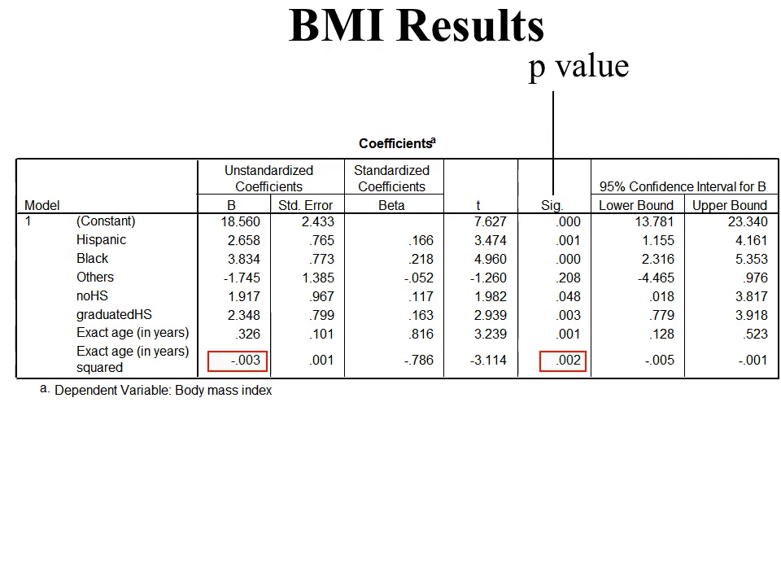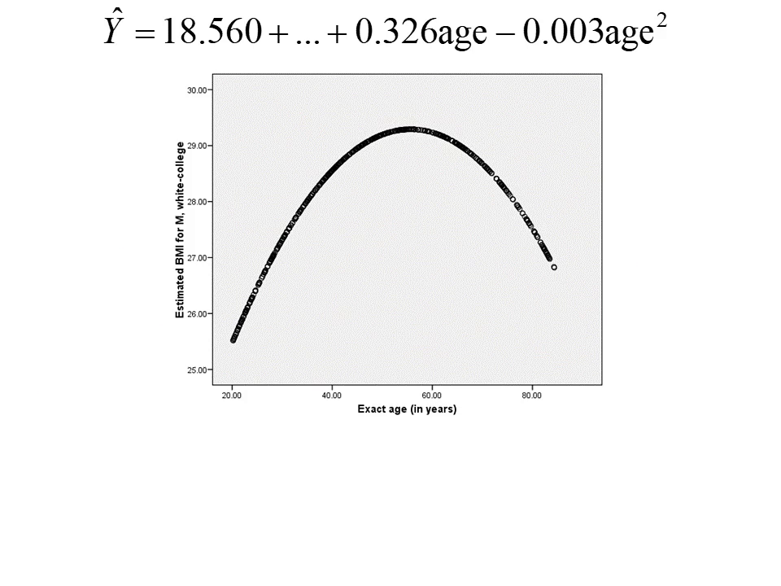But results of the regression analysis of BMI are quite different. The partial regression coefficient for age squared was negative 0.003, which seems relatively small, but its p-value was very low, 0.002. Thus, the results seem to suggest that the age squared term surely improves the fit of the model to the data. This is the relationship between BMI and age, implied by the estimated values of partial regression coefficients for age and age squared. It looks parabolic.